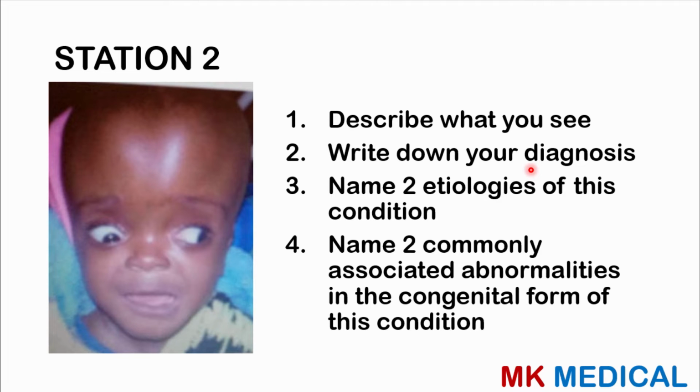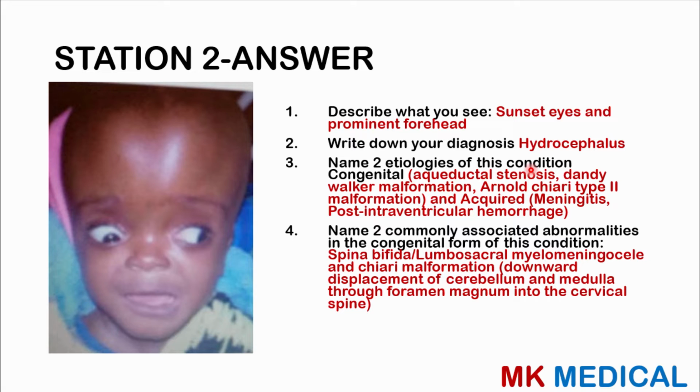So here comes the answer. So as we can see, there are sunset eyes over here. There's also a prominent forehead. This is obviously hydrocephalus. So name 2 etiologies of this condition. So they may be congenital, which is often due to aqueduct stenosis. You may also have Dandy Walker malformation, where you have a malformation or hypoplastic cerebellar vermis. You also have Arnold-Chiari type 2 malformations. You may also have acquired causes such as meningitis or post-intraventricular hemorrhage.